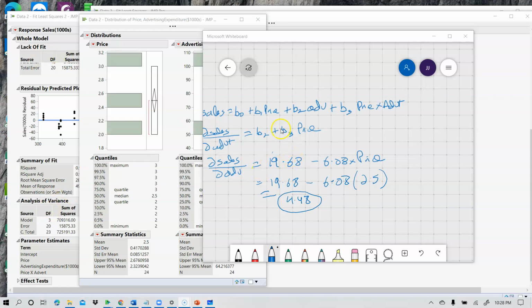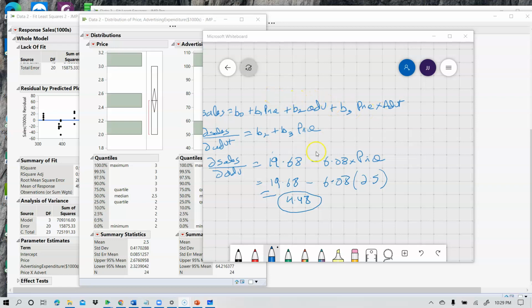We could have also done this analysis for price, keeping ad spending the same. I would have taken the partial of sales with respect to price, then we would have had B1 plus B3 times advert. Then we would have to fix a value of advertisement and then calculate the effect of price.